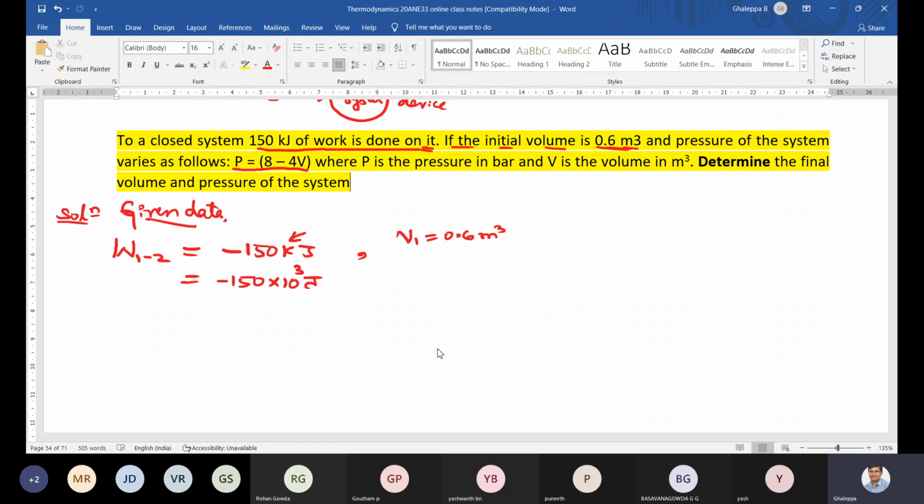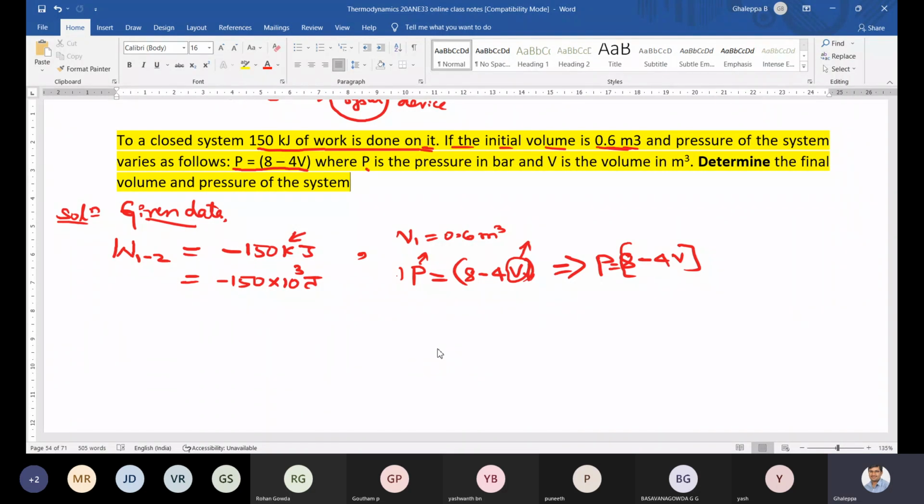And pressure of the system varies as follows. He has not given the pressure directly, but pressure depends on the volume like this. This is the equation he has given. We don't know whether, when volume increases, pressure increases or not, or whether when volume decreases, pressure decreases. It is a relation he has given. As the volume changes, pressure also changes, either increasing or decreasing. Let me write the same equation once again clearly: P equals 8 minus 4V.